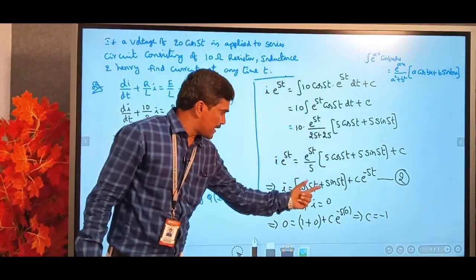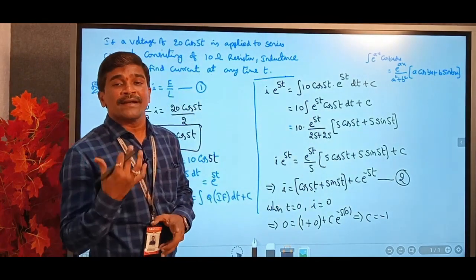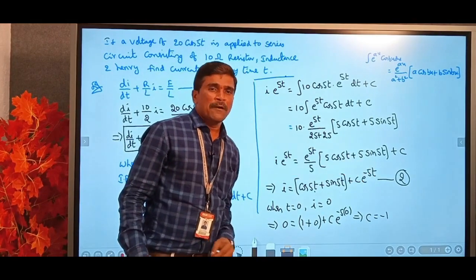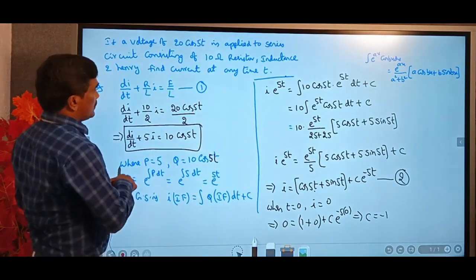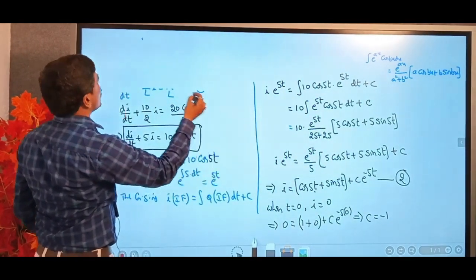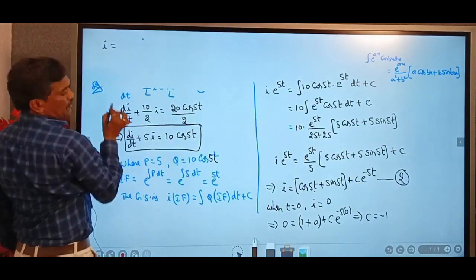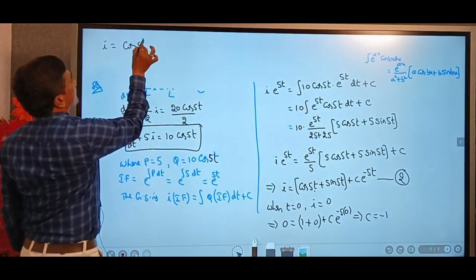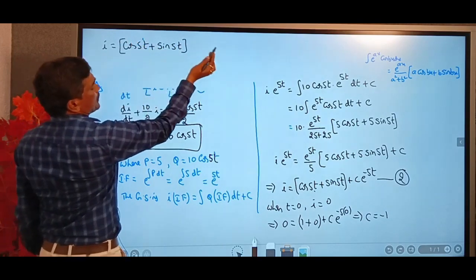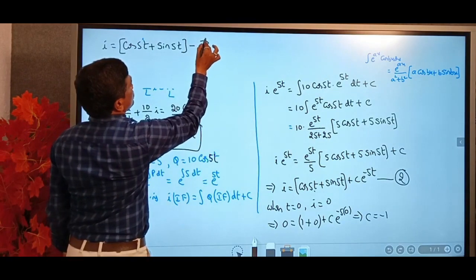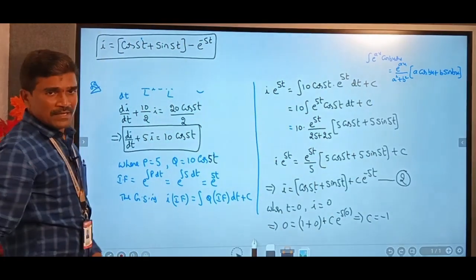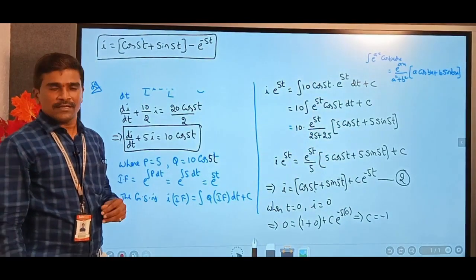Then substitute the C value in equation 2, so we get the required current. What is the required current here? Cos 5t plus sin 5t, and C is minus 1, so minus e power minus 5t. So finally, substituting the C value in equation 2, we get I is equal to cos 5t plus sin 5t plus C. What is C? C is minus 1, so that's why we get minus e power minus 5t. This is the required current from the given electrical circuit, that is the LR circuit.